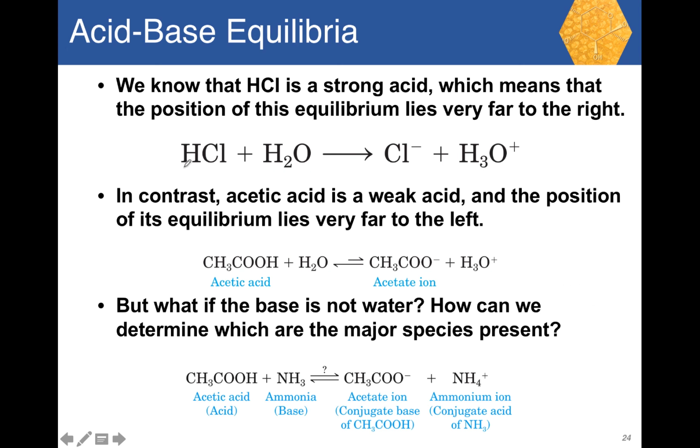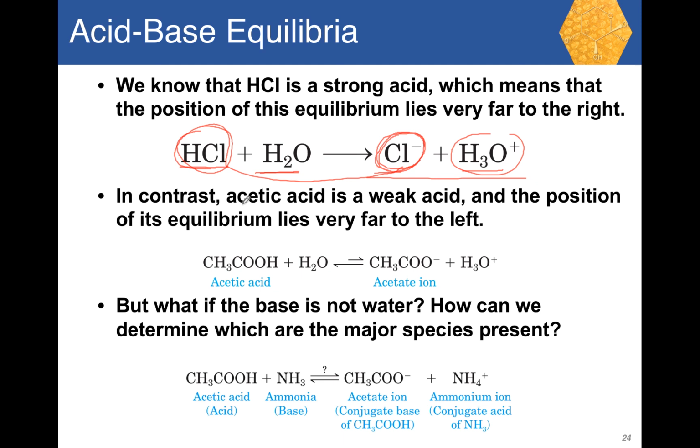So let's look at this again. HCl, we know it's a strong acid, and if mixed with water, will give us Cl minus and H3O plus. As you may recall, this is the conjugate base of HCl, and this is the conjugate acid of H2O. Since it's a strong acid, the equilibrium is all the way over here, so this is a weak conjugate base of HCl. And as I mentioned in the previous slide, it's such a weak base that we actually ingest Cl minus as sodium chloride, table salt.